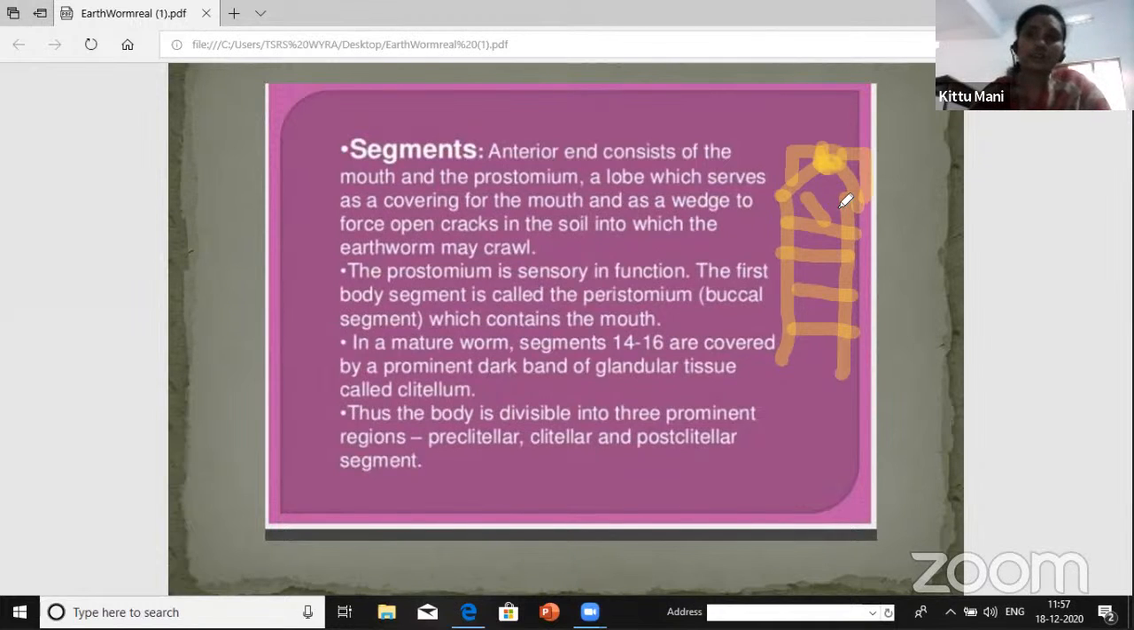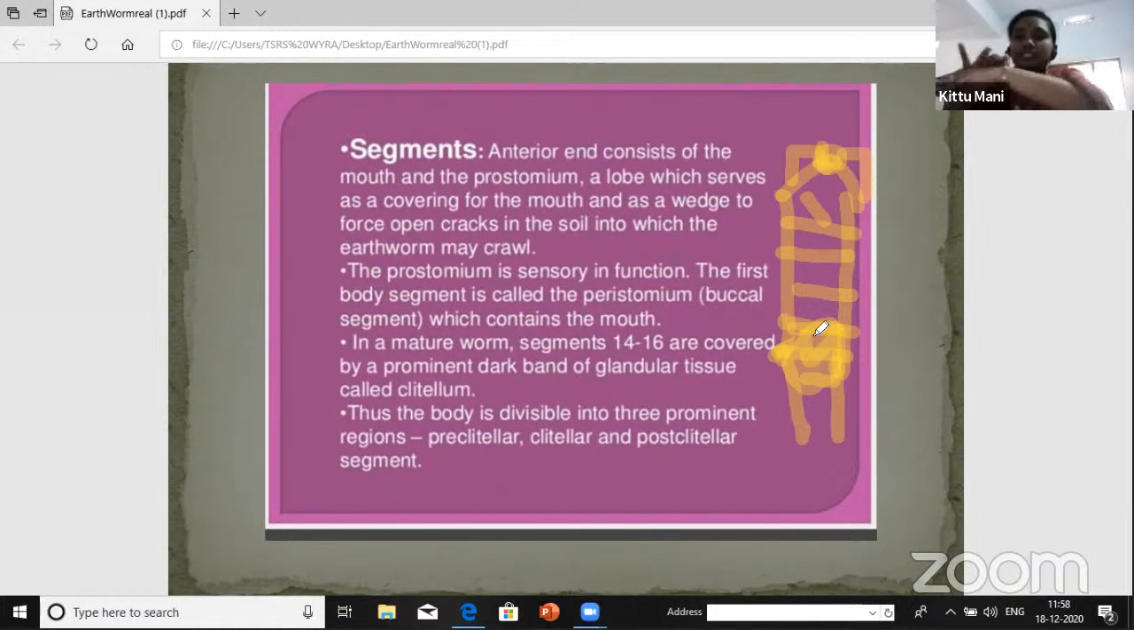After the mouth, what will we observe? Not only in the earthworm, in humans also. This is the mouth, and next we will enter into the buccal cavity. Here also the buccal segment is present, which contains the mouth. In a mature worm, at segments like the 14th, 15th, and 16th segment, we will observe one ring-like structure, that is nothing but the clitellum. What is that? The dark glandular tissue called the clitellum, a ring-like structure.